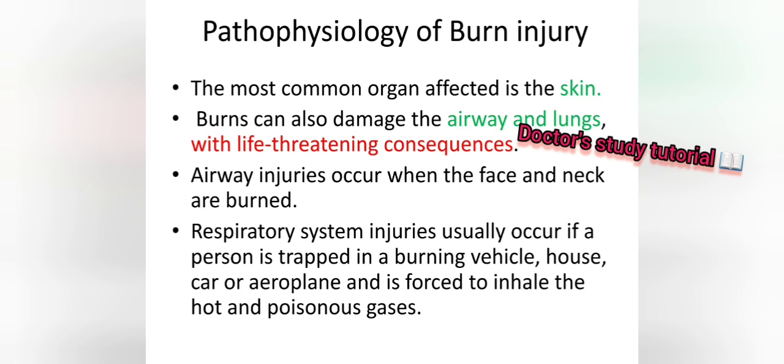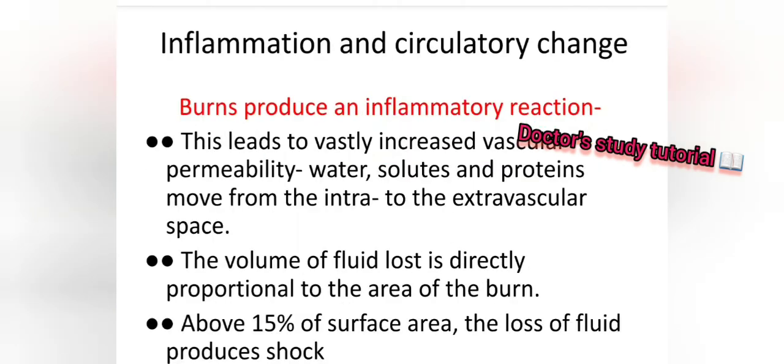Then the pathophysiology of burn injury. The most common organ affected is the skin. Burn can also damage the airway and the lung with life-threatening consequences. Airway injury occurs when the face and the neck are burned. Respiratory system injuries usually occur if a person is trapped in a burning vehicle, house, car, or aeroplane and is forced to inhale hot and poisonous gases.